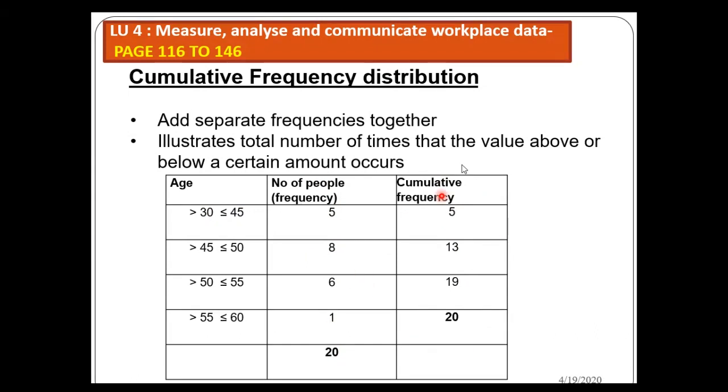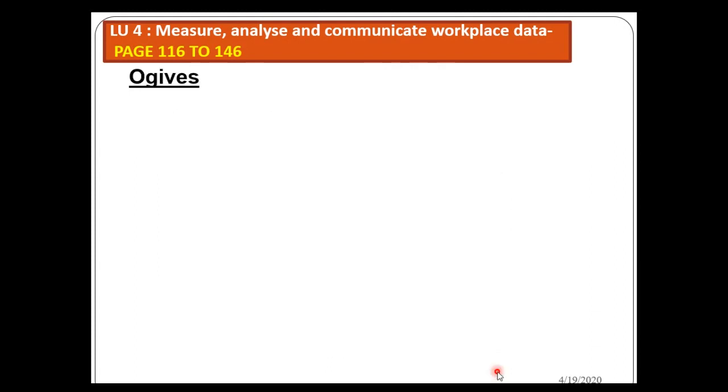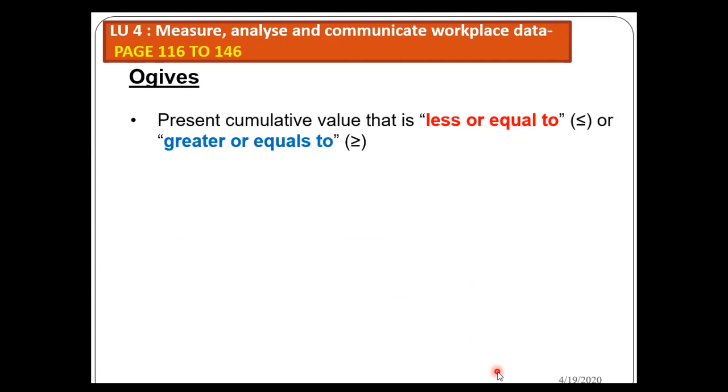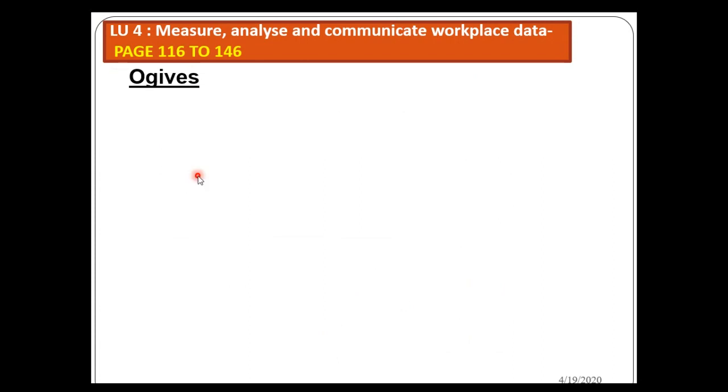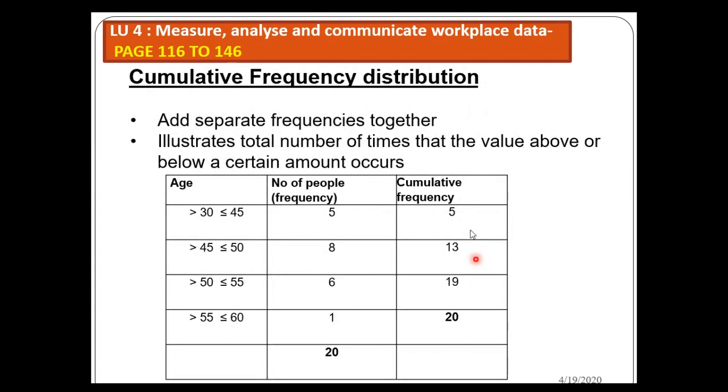Okay. So this information can be plotted on a graph and it can give you something like a line graph. The minute you plot it on the graph is when we talk about the ogives. Okay. The ogive presents cumulative values that are less than or equal to, or greater than or equal to. Okay, so it is important for us to be able to understand what an ogive is. So for more information, please go to the book. So in a nutshell, when we talk about ogives, it is when we plot this on the graph. You will see this will give us something like a line graph.